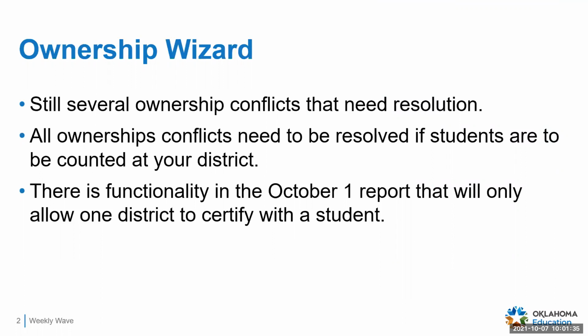There's also a functionality that I mentioned last week that you need to know about. If the first district that certifies and reports a student has a conflict, then once that other district goes to certify their report, it will actually kick them out and say that you're sharing a student. So be sure and look for that. And just for your information, currently there's 481 conflicts out there for ownership across the state. So be sure that you are looking at those.